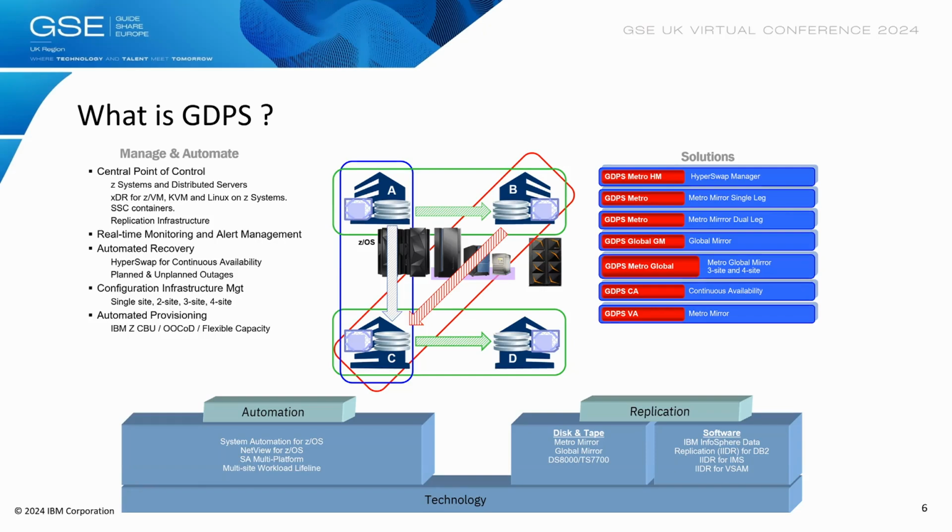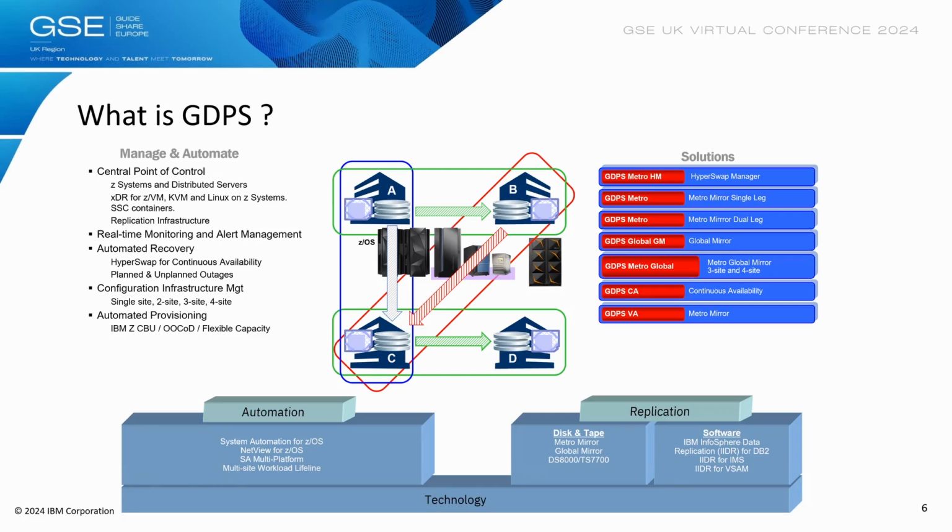So as we just discussed, GDPS is an orchestrator for your DR operation, and it relies on already existing automation and replication products. So in terms of automation, it leverages System Automation for z/OS and NetView for z/OS. For distributed servers, it also uses System Automation for Multiplatform. And in some GDPS flavors that we will discuss a little bit in this presentation, it also uses Multi-site Workload Lifeline.